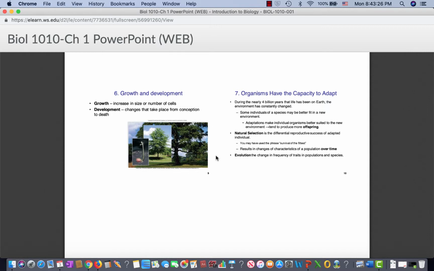This process repeated again and again over time results in the change of the frequency of the traits in the population and species, which is referred to as evolution, and can result in speciation, meaning that a single species becomes multiple.